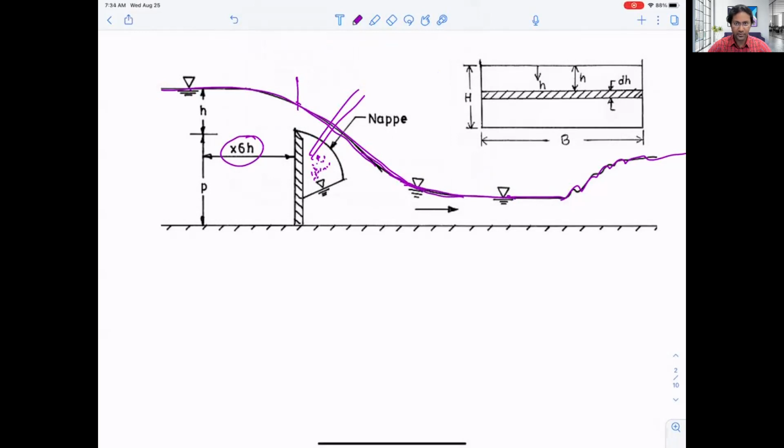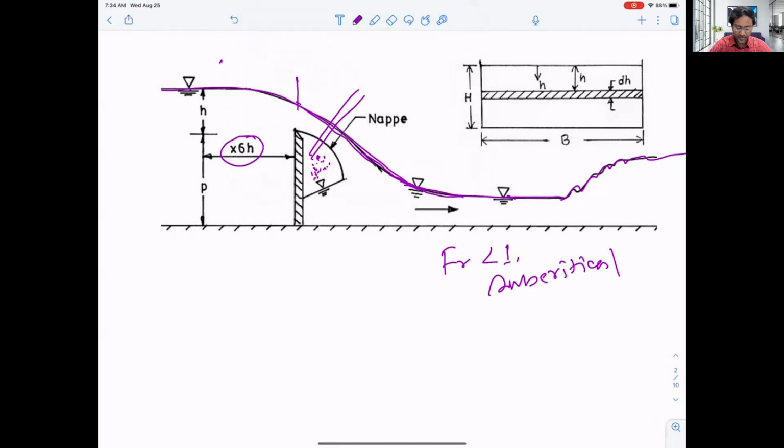If we calculate the Froude number, then if the Froude number is 1, the flow will be critical, and if the Froude number is greater than 1, then the flow will be supercritical. And if the Froude number, Fr, is less than 1, then we call it subcritical flow. Most of the river flows are subcritical flow.